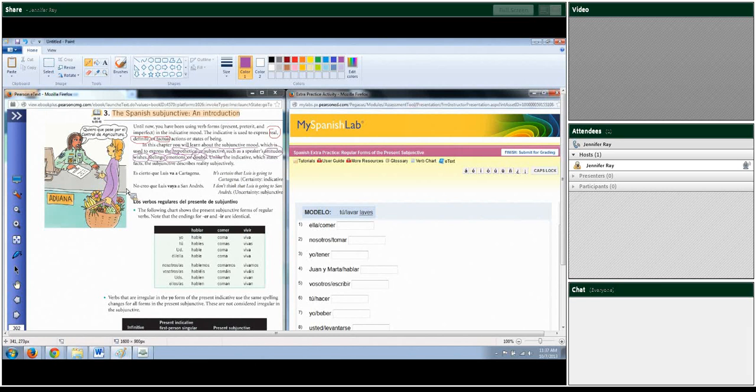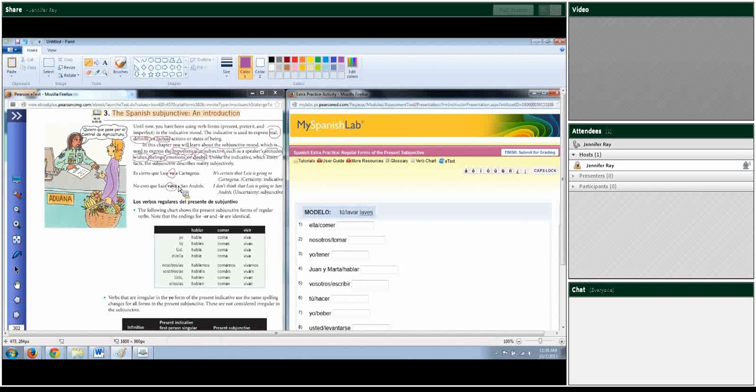So, es cierto que Luis va a Cartagena. Here it's saying it's certain that he's going to Cartagena. That is real, it's definite, it's factual. So therefore what you're using is the indicative mood. Whereas down here, no creo que Luis vaya a San Andrés. I don't think Luis is going, so that's expressing doubt. Here you're saying it's certain he's definitely going. Here you're saying I don't think so. So when you're implying doubt, you have to use the subjunctive.